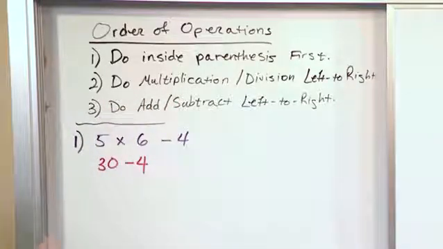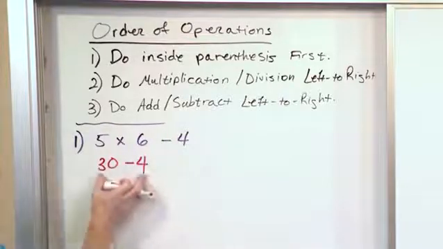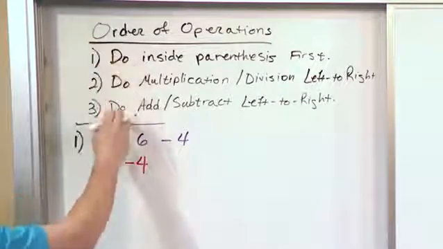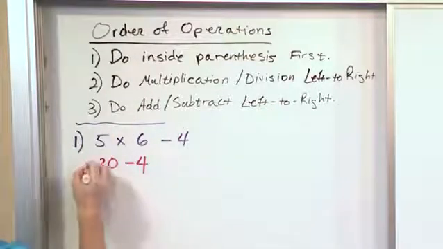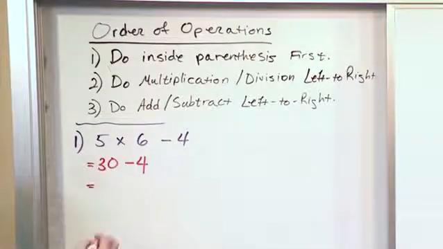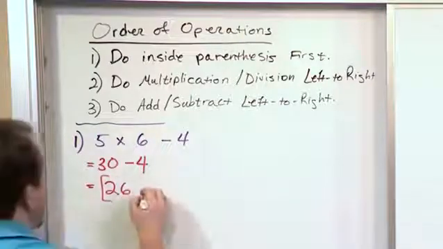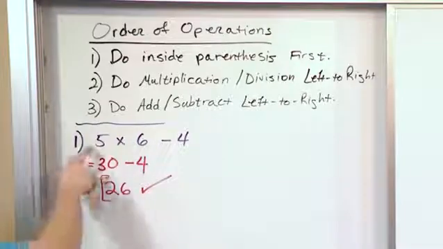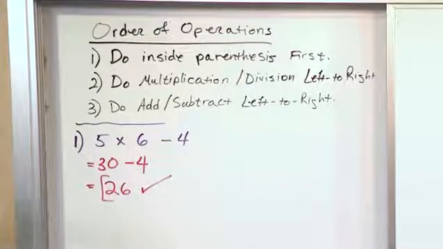Now we look at this line and see, what do we have left to do? The only thing left is a subtraction. We've done everything else. Adding and subtracting comes last, so we go ahead and do this. So the answer here, 30 minus 4, is 26. And this is what you would circle on your test. This guy is the correct answer. If you put this in a calculator or a computer or do it by hand as we've done here, 26 is the correct answer.